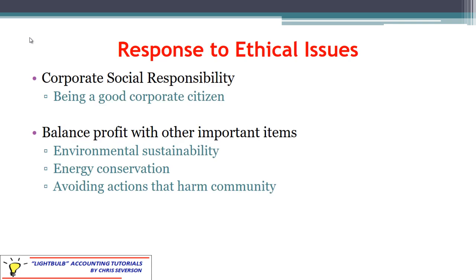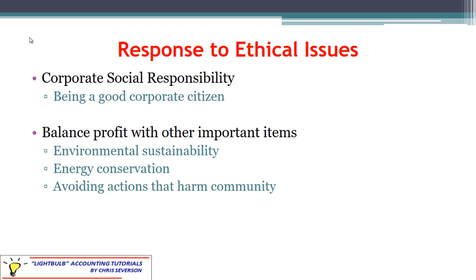So when we talk about ethics, we also often talk about corporate social responsibility. So we're talking about a company that should be a good corporate citizen. So how are they a good corporate citizen? You think of a corporation going after profits. That's their main goal. But to be a good corporate citizen, you have to balance that with other important items.